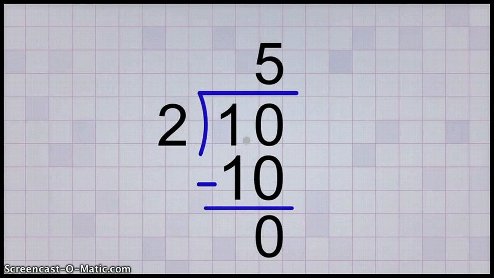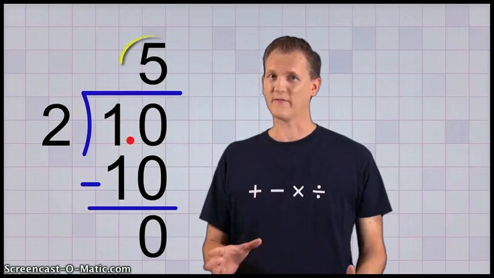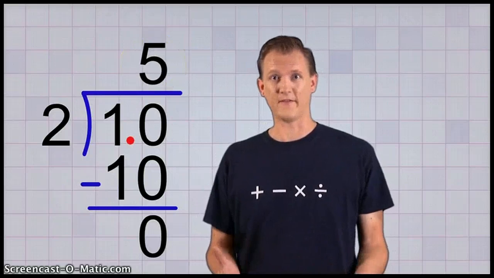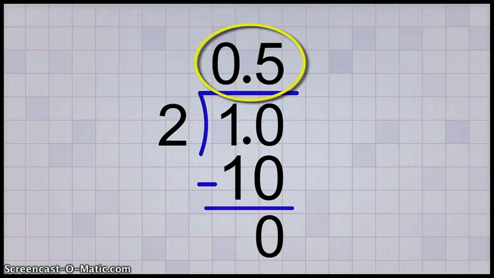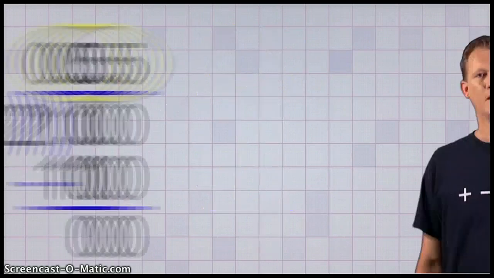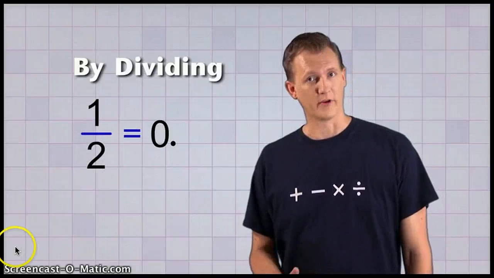So we're done, right? Not so fast. We've got that decimal point to deal with. And we know that 5 can't be the answer because 5 is bigger than 1/2. We just need to include the decimal point in our answer for it to be correct. We put it directly above the decimal point in our problem. There. Now our answer is 0.5, or 0.5, which is the more proper way to write it. So by dividing, we figured out that the decimal value of 1/2 is 0.5.